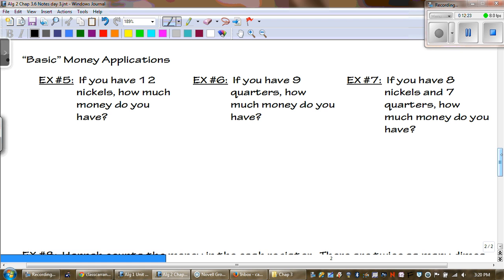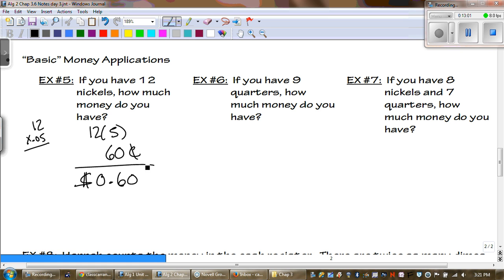First, let's just start with some basic money applications. If you have 12 nickels, how much money do you have? Well, are you going to sit there and go, well, 12 times 0.05 and kind of get out your multiplication chart? No. You know that a nickel's worth 5 cents, okay? So what we would do is we would just do 12 times 5, okay? And that's 60 cents. Now, if you're going to write that in terms of dollars, you'd write 0.60, and then that would be your final answer, okay?